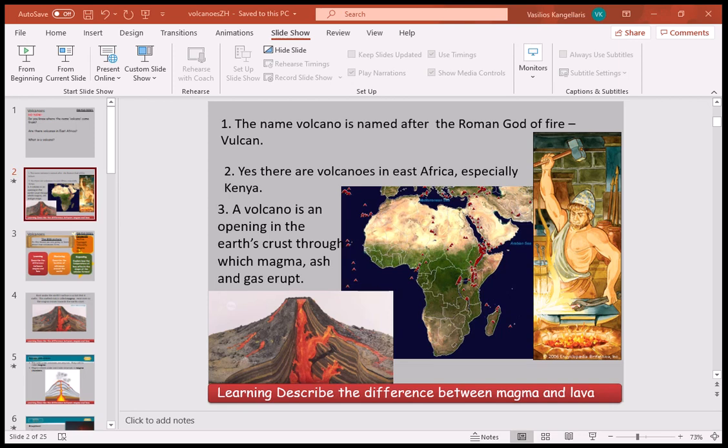So here are our learning objectives. We're going to describe the difference between magma and lava, describe the location of volcanoes around the world, explain how the temperature of lava affects the shape of the volcano formed. Our key words: active, dormant, viscosity, magma and lava.